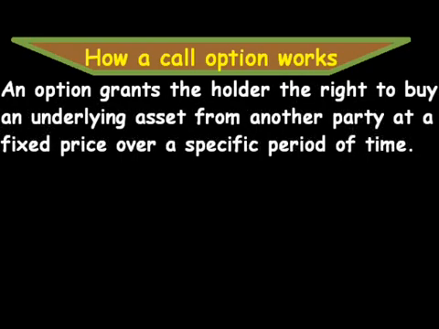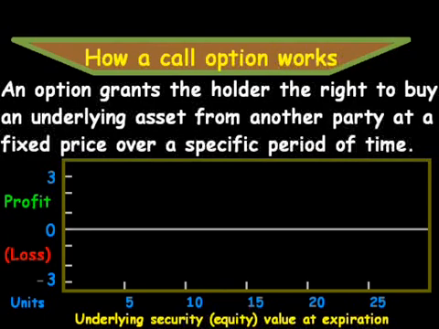We will also take a look at how the premium changes with different factors. To start off, an option grants the holder of it the right but not the obligation to buy the underlying asset from another party at a fixed price over a specific period of time. What that looks like, I have a chart drawn right here.